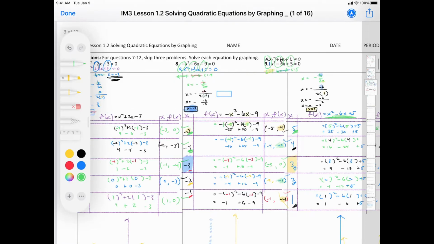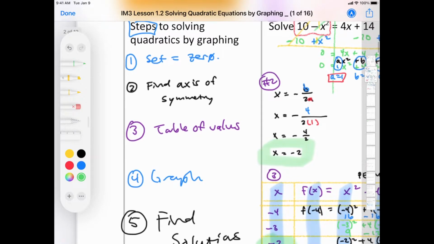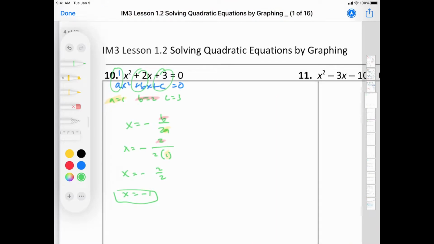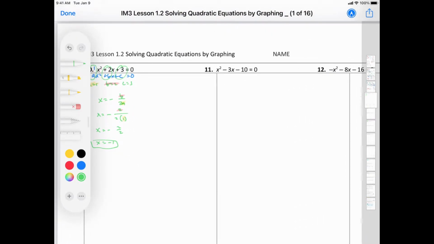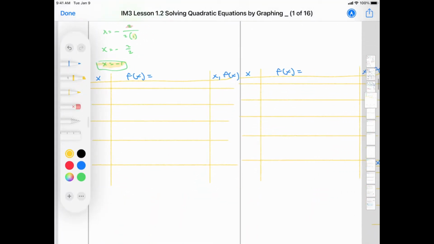So basically what did we do? Make sure it's set equal to 0, find the axis of symmetry, use the table of values, graph it, and then figure out how many solutions we have. All right, so again, this is the most important one, the axis of symmetry. Where do you put that in there? It's always in the middle box, or the third one. Why do you need to do that? Because it helps us find other 2 points that are consecutive.